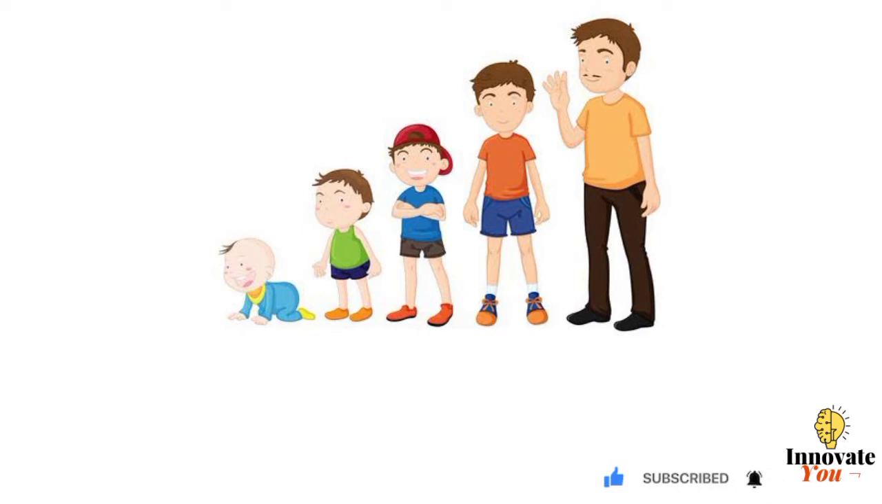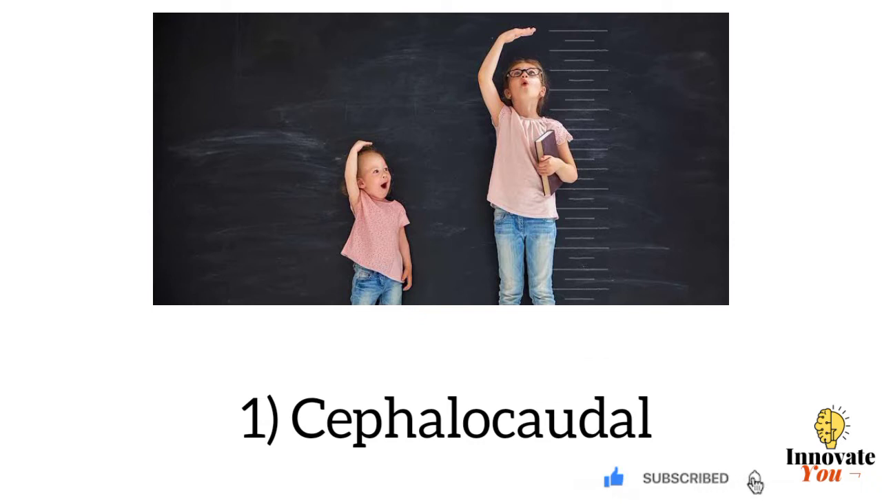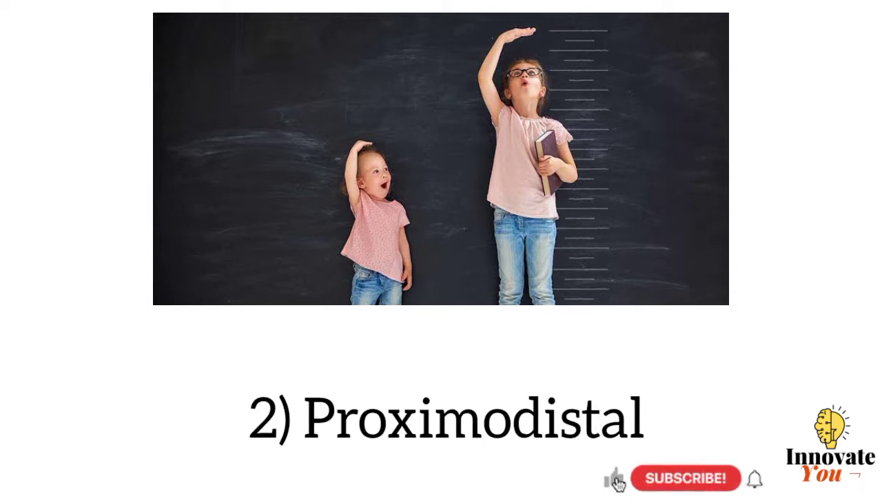Here there are two principles which every child goes through. One, cephalocaudal. Two, proximodistal. In cephalocaudal, development is from head to toe. In proximodistal, development is from heart to periphery, that is, from the center of the body to outward.